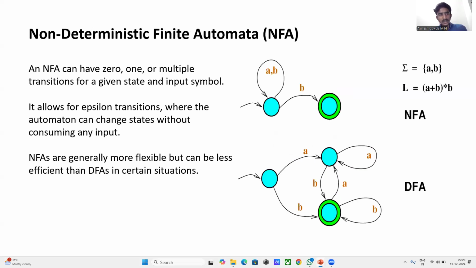Non-deterministic finite automata. An NFA can have zero, one, or multiple transitions for a given state and input symbol. It allows for epsilon transitions, where the automaton can change states without consuming any input. NFAs are generally more flexible but can be less efficient than DFAs in certain situations.